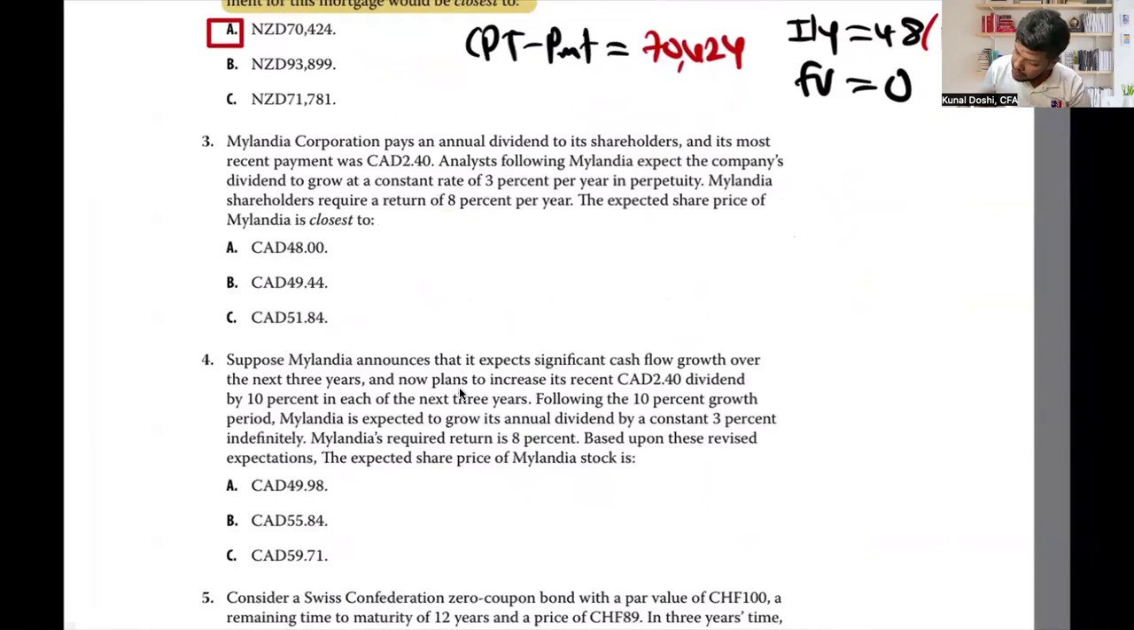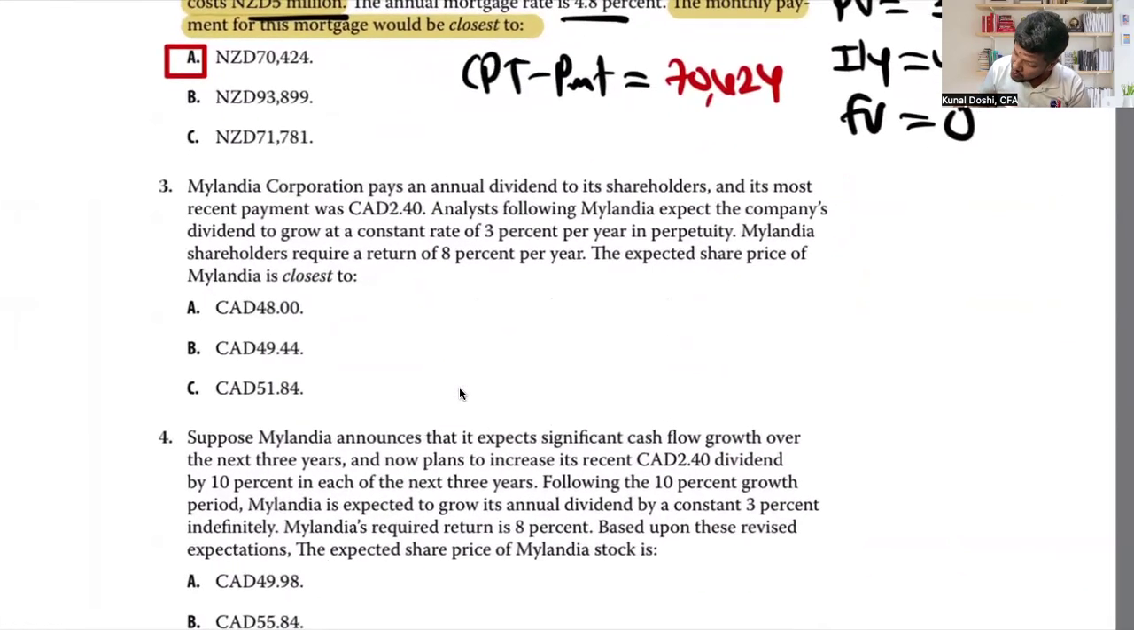Third, this question: a corporation pays an annual dividend to shareholders and its most recent dividend was Canadian dollar 2.4. When they say most recent, it means D0. This seems to be like Gordon's growth. Analyst following this company expects the company's dividend to grow at a constant rate of 3% per year in perpetuity. So it's a constant growth model and required return of 8% per year. What is the expected price?